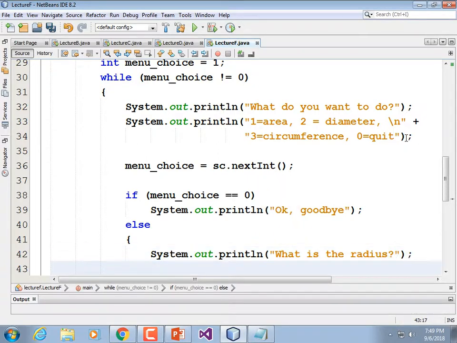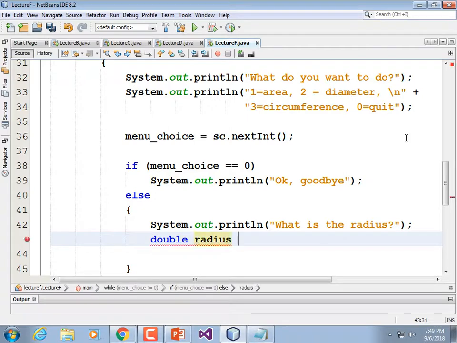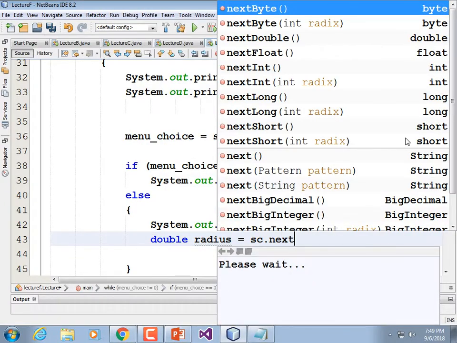And then let's use the scanner again. Let's declare a radius variable. If you feel like declaring all your variables up at the top, then you can scroll back up and put it up at the top. I'm going to do it here. double radius is equal to sc, our scanner, dot nextDouble.